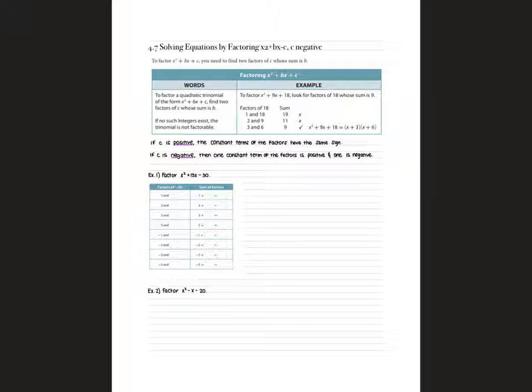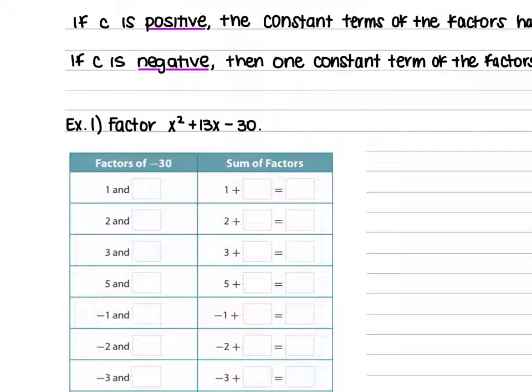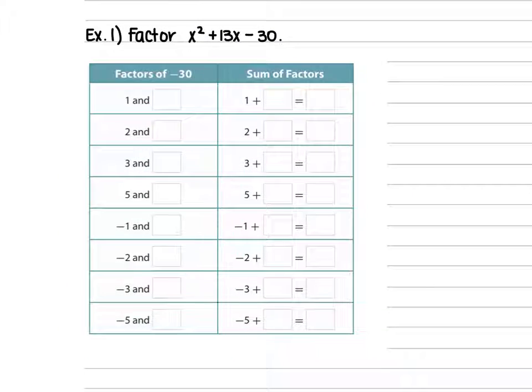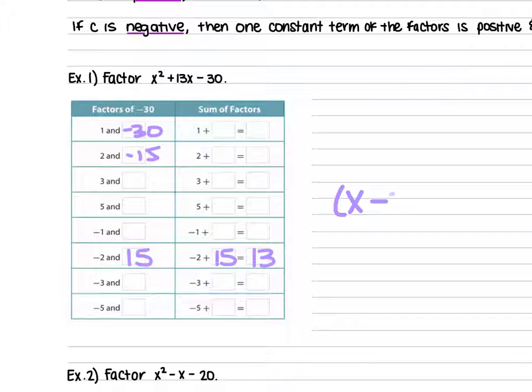4-7, solving equations by factoring, where c is negative. If we look at our first example, we have x squared plus 13x minus 30. We're going to find the factors of that negative 30 that add up to be 13. So if we look at 1 and negative 30, 2 and negative 15, that would give us a positive 13. So let's look at negative 2 and positive 15. That would give us a positive 13. So negative 2 plus 15 is equal to positive 13. So this is going to break up to be x minus 2 times x plus 15.